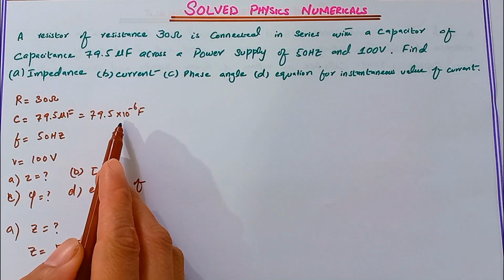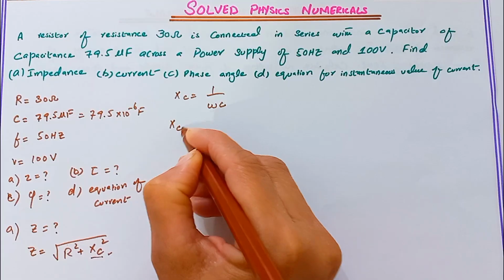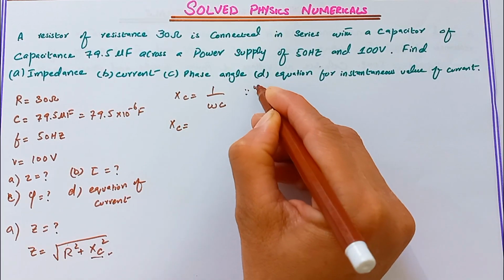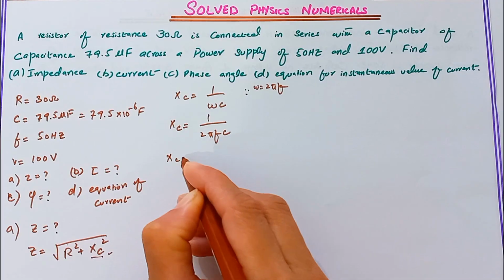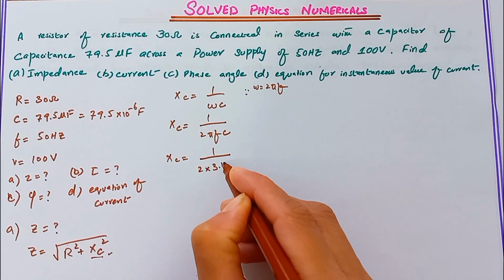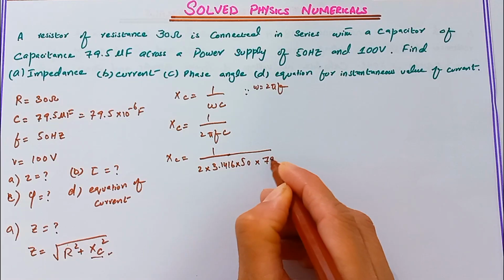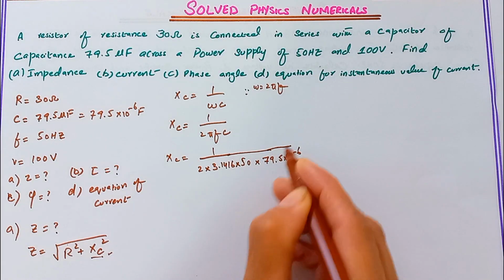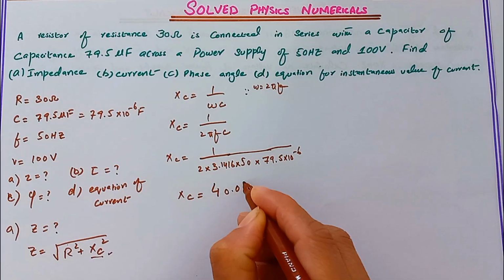Here the value of the resistor is given, but XC is not given. We find XC using this formula: XC is equal to 1 over omega C. We know that omega is equal to 2 pi f. Put it here, so XC is equal to 1 over 2 pi f C. Here pi is 3.1416, frequency is 50 hertz, and the capacitor value is 79.5 into 10 to the power minus 6 farad. So we find the capacitive reactance is equal to 40.04 ohm.